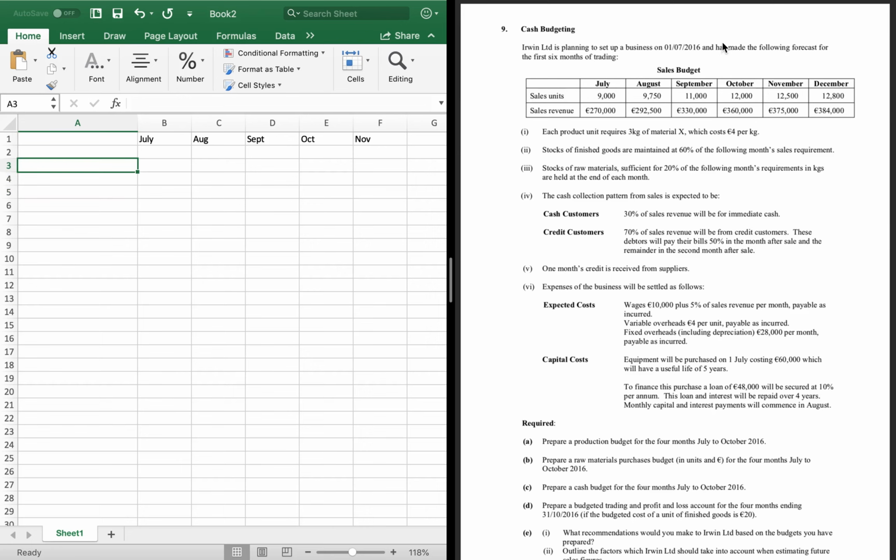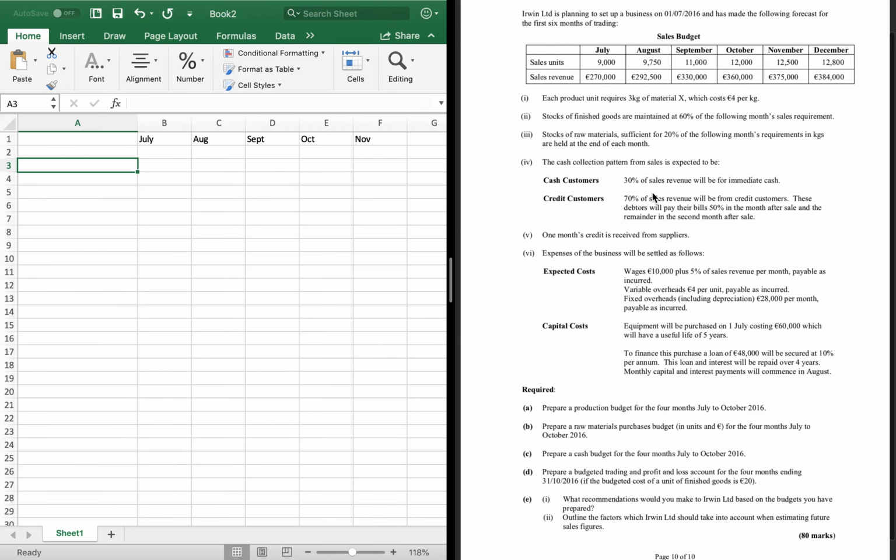So we're told that it's a brand new business. You're told what the sales are going to be, and then you're told a load of stuff about the production of the product. So you need 3 kilos of material X, which costs €4 per kilo, and so on. Stocks are going to be 60% of the following month's sales, and so on. You're given the cash collection pattern, like you would be for a cash budget. You're given the cost pattern, like it would be for a production budget, and then you're going to be asked a load of little questions, rather than one big cash budget. A little bit like your production budgets.